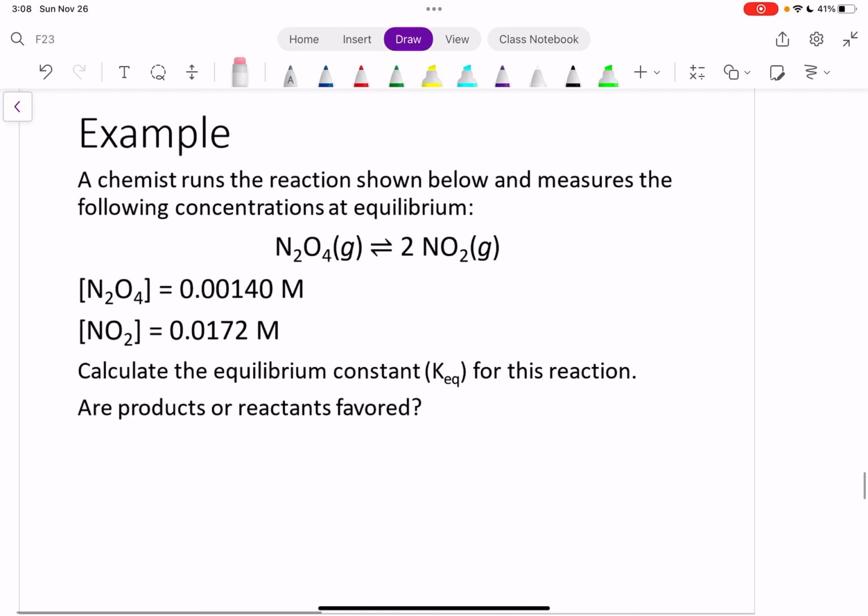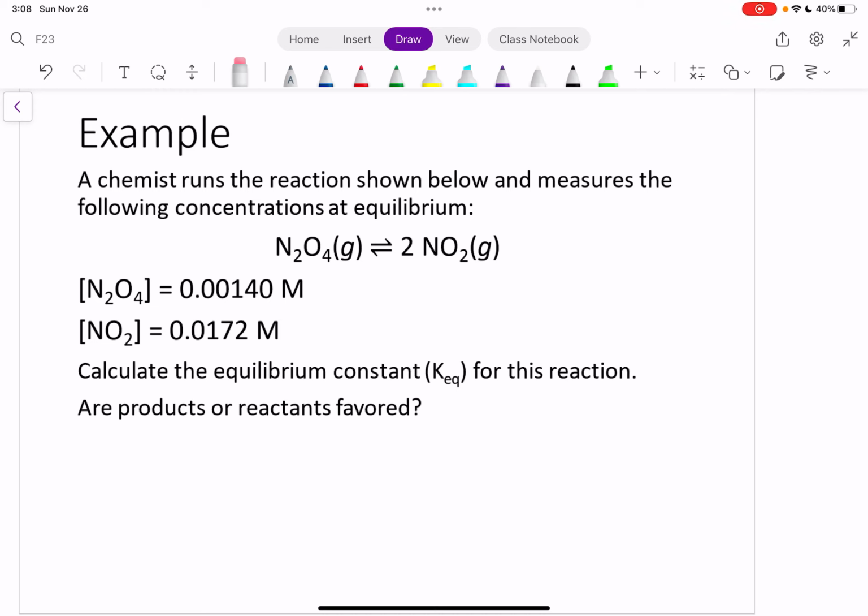Okay, so let's try this out. Now we're actually going to get a value out of our KEQ. So this says, a chemist runs the reaction shown below and measures the following concentrations at equilibrium. So notice, remember, anytime you see brackets, that means concentration. Okay, so we've got some kind of concentration. What's this M, this big M here? Yeah, that stands for molarity, right? Molarity is a way of expressing concentration. It's a unit of concentration.